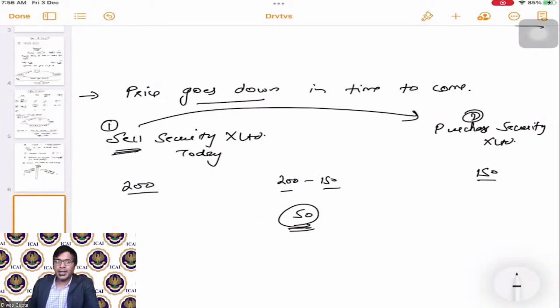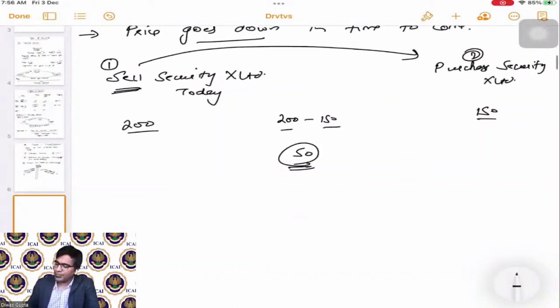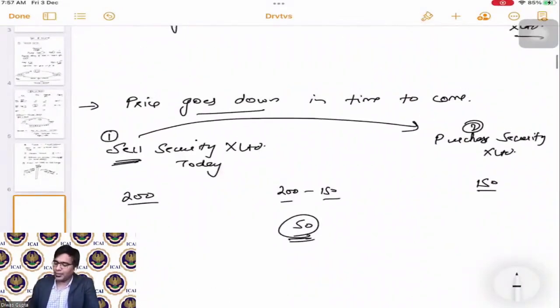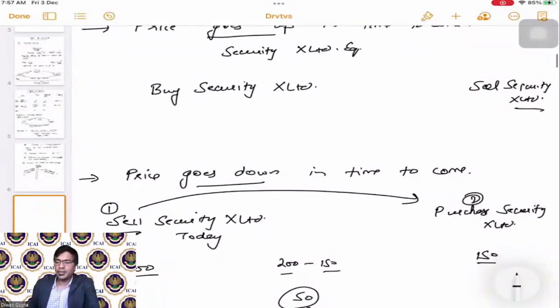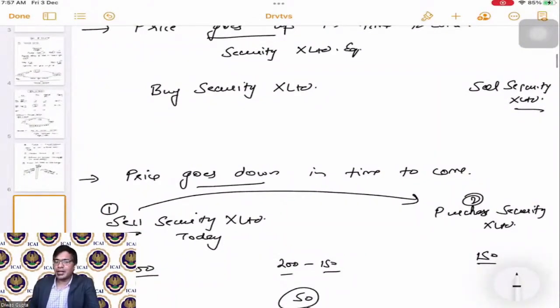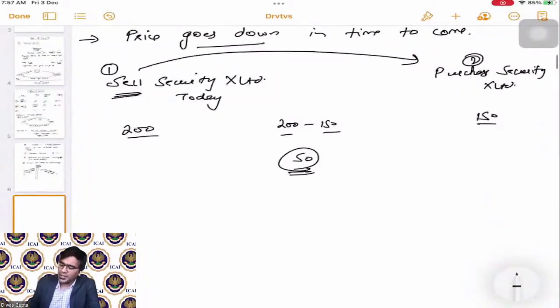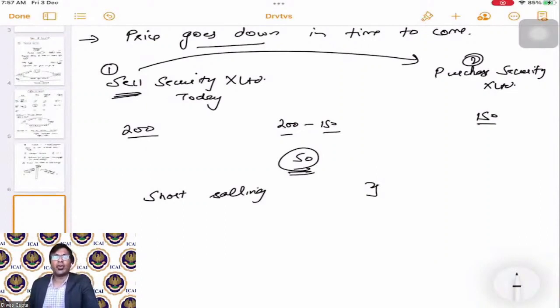Okay. If that is the case, then what are the guardrails to it? Selling first and buying later. First of all, as a concept, this is called short selling. Short selling means we are selling short what we don't have, and then we will purchase it.